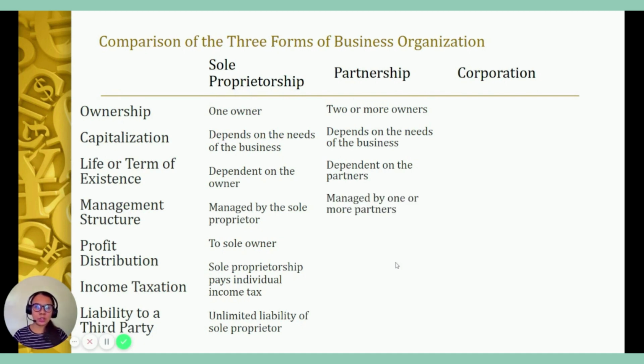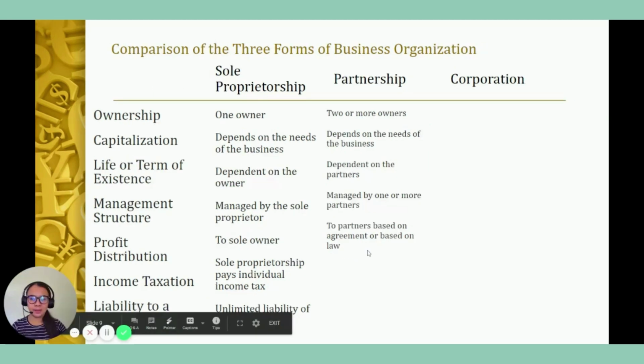Now, the management structure of a partnership, it is managed by one or more partners. So they can decide whether there's a managing partner or all of them will be part of the management. And then the profit are based on the agreement or based on law. Basically, if there is an agreement, let's say there are like four partners in the business, and then they decide to divide the profit equally, then each of them will receive 25% of the income for a certain period. So that is based on their agreement.